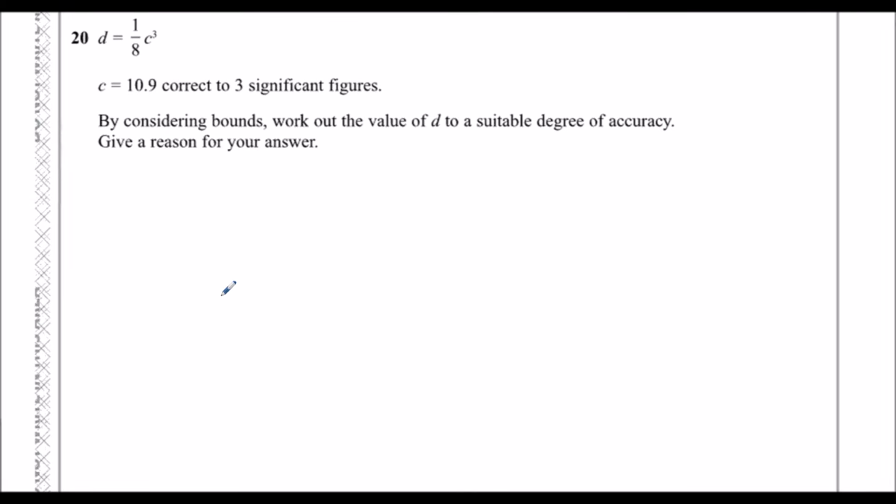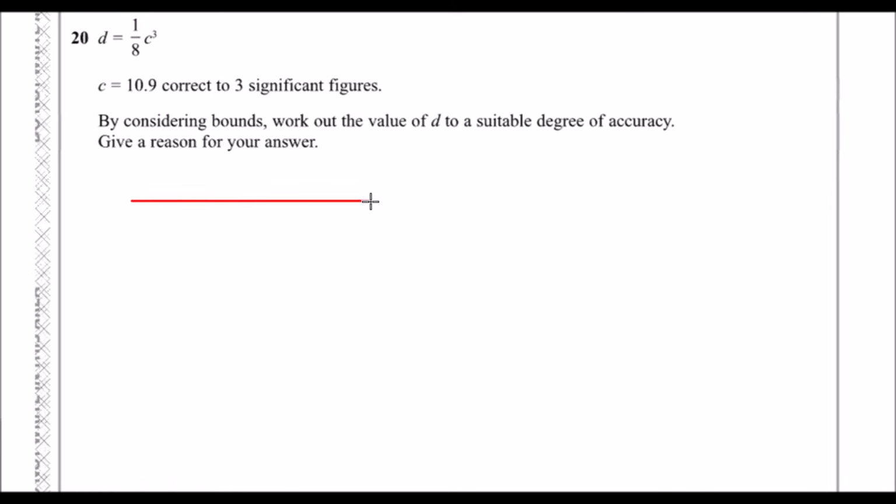Question 20. D is 1/8 times c cubed and C is 10.9, correct to 3 significant figures. By considering bounds, work out the value of D to a suitable degree of accuracy. Give a reason for your answer.